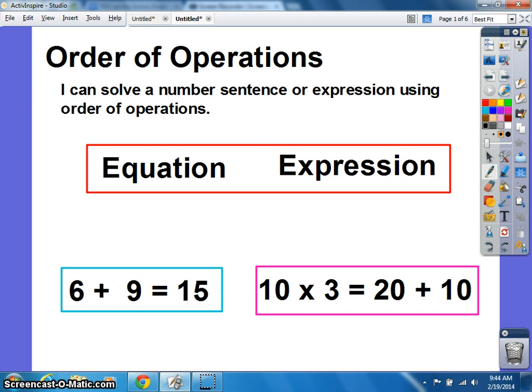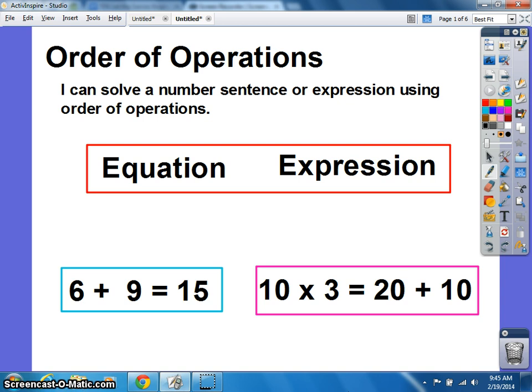Today I'm going to show you how to solve some equations using order of operations. By the end of the lesson today, you should be able to solve a number sentence or expression using order of operations. Before we start though, you need to look at these two words on the screen.